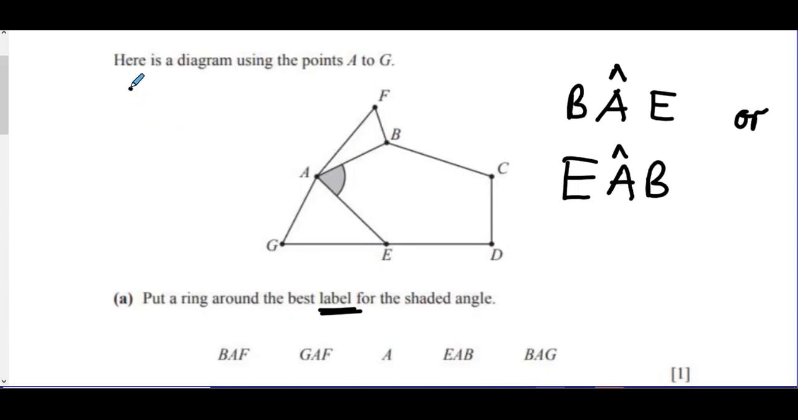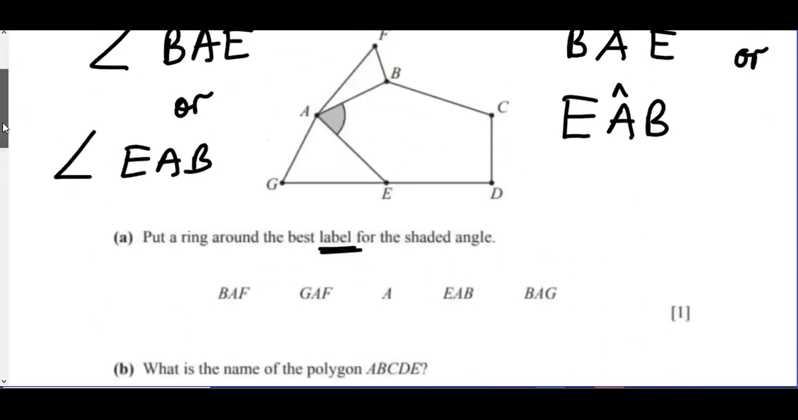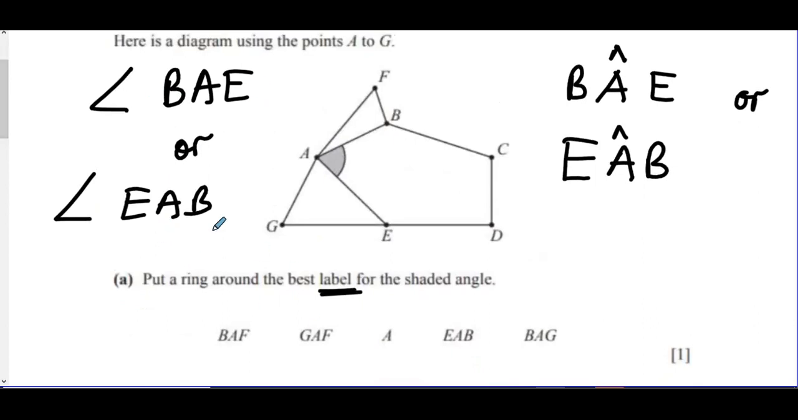Or you can use this symbol like this, and then you go ahead writing BAE or EAB, angle EAB. Now let me see, in this choice, do we have any of these 2? There is no BAE, but EAB is there. So EAB is this one here, and you put a ring around that. If you put a ring around A, that's incorrect because we use 3 letters to label an angle.